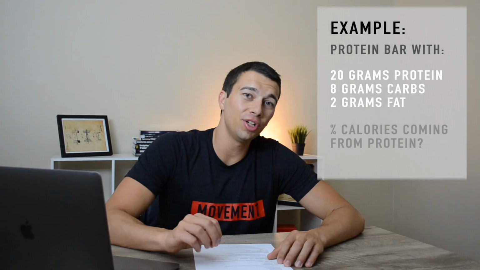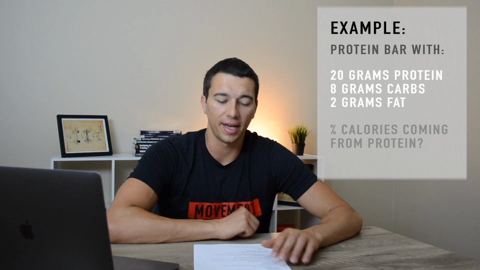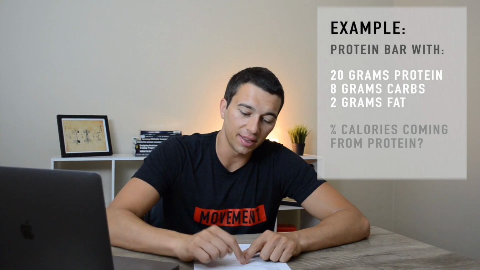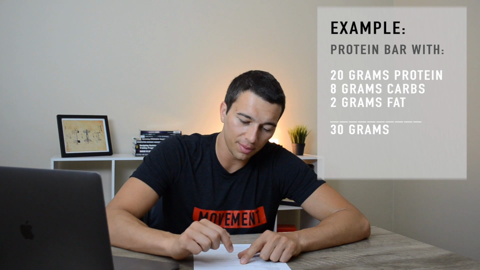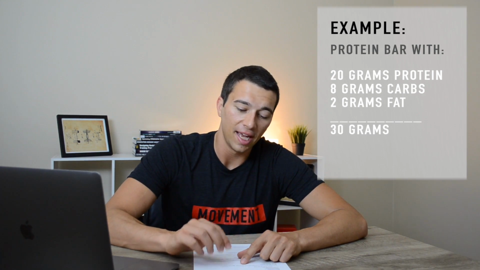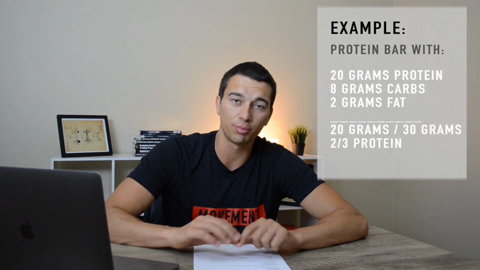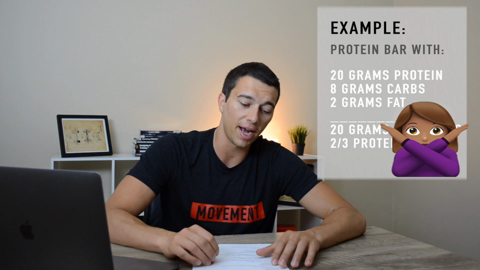Okay, so if we need to now determine what percentage of the energy of that protein bar is protein, how are we going to do that? We have two different approaches. We could take the total grams. We have 20 grams of protein, 8 grams of carbs, 2 grams of fat. That's 30 grams total. If we take 20 divided by 30 and we say 2/3 of the energy is protein, that is wrong. That's not correct.